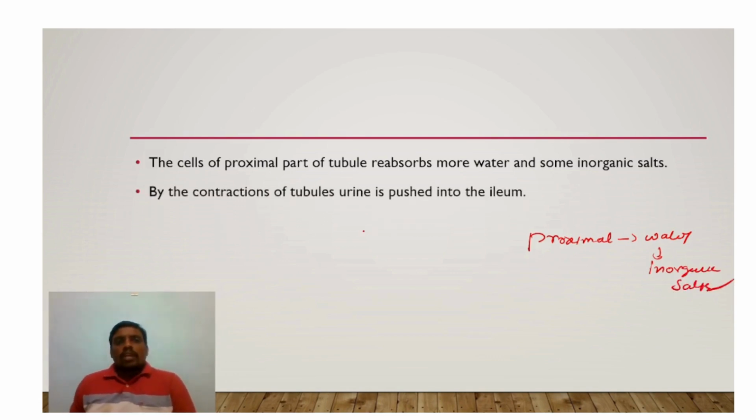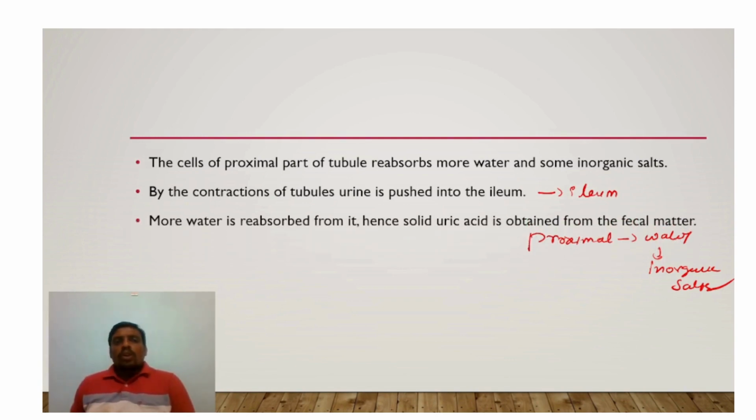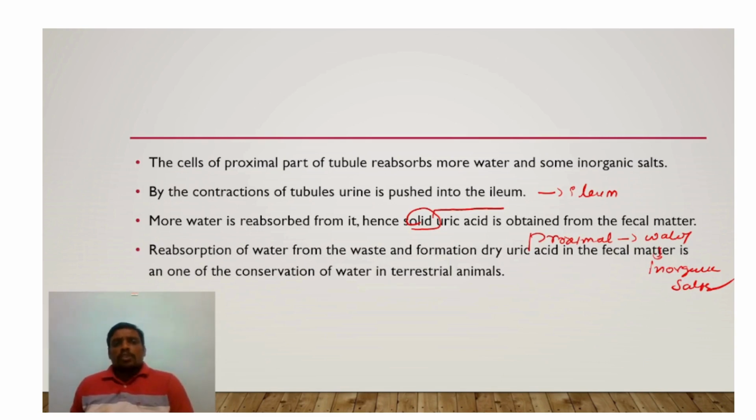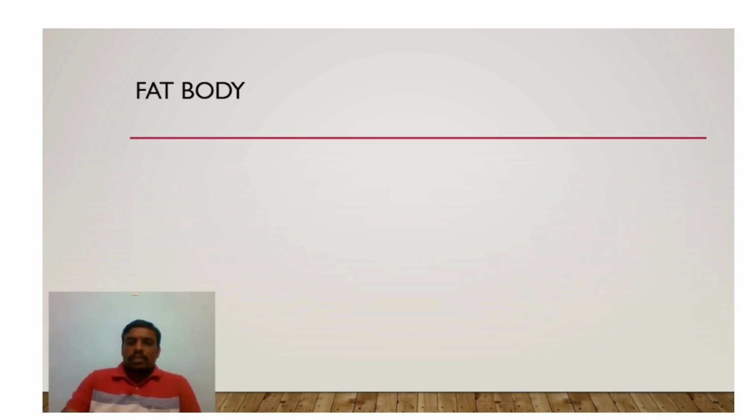Now, by the contraction of the tubule, urine is pushed into the gut called the ileum. More water is reabsorbed from it, hence solid uric acid is formed in the fecal matter. Reabsorption of water from the waste and formation of dry uric acid in the fecal waste is one of the methods which helps in conservation of water in terrestrial animals.